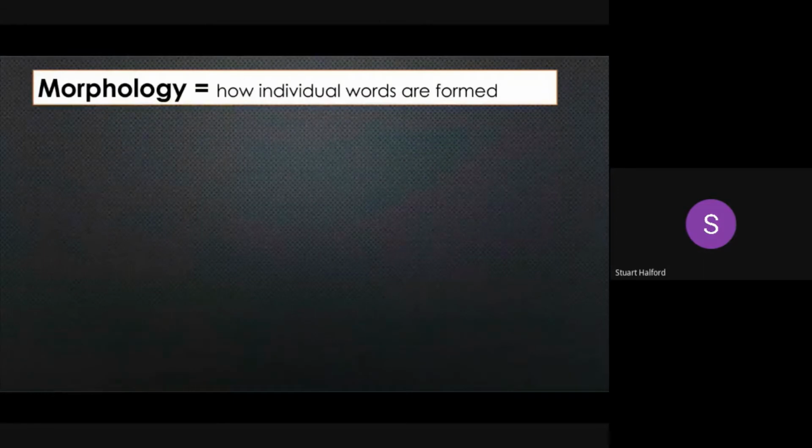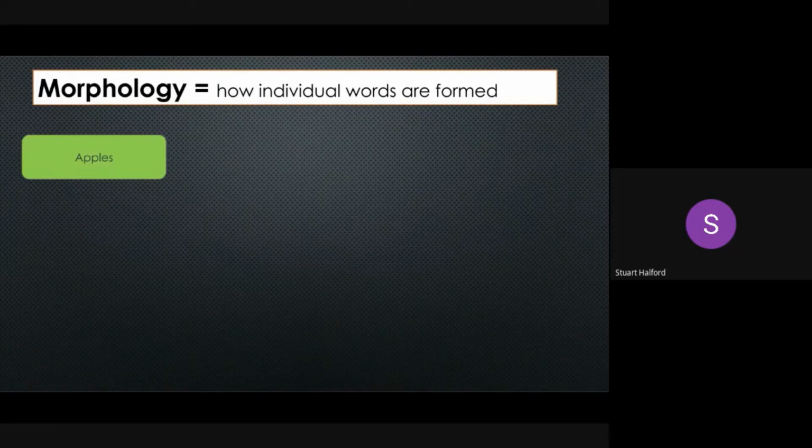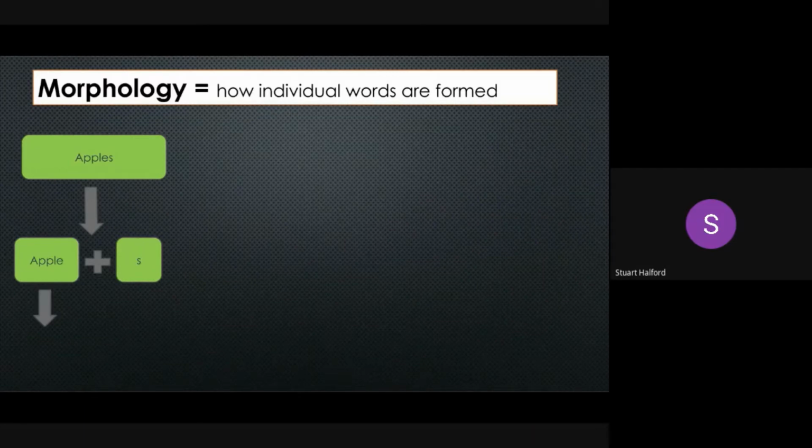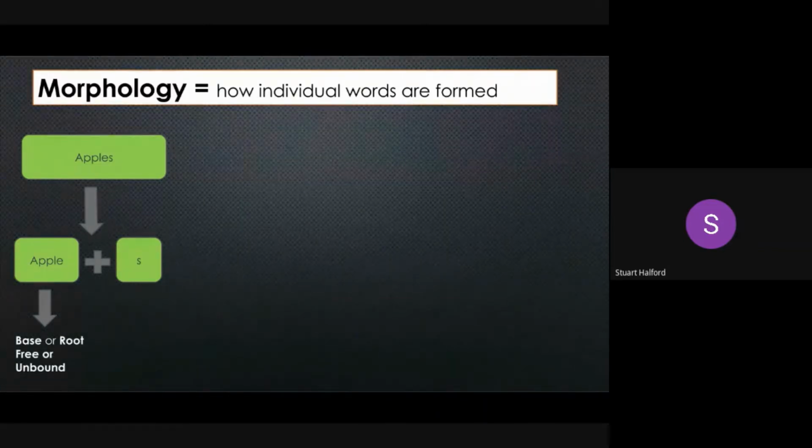So let's start with the smallest unit then, morphology, and this is how individual words are actually formed. If we take a word like apples, it's made up of two parts, apple and the S to make it apples. Now, apple is what we call the base or the root word. Another way of describing this is a free or unbound morpheme. It can exist independently. It doesn't need anything else for it to make sense.